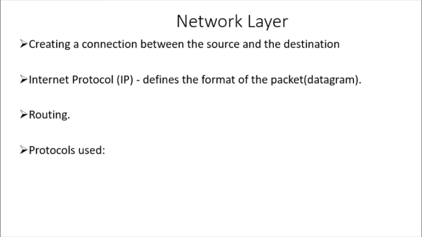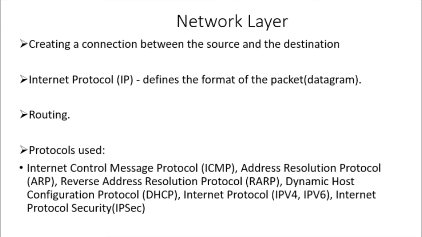Let's look at the different protocols that are used in the network layer. Here we use Internet Control Message Protocol (ICMP), Address Resolution Protocol (ARP), Reverse Address Resolution Protocol (RARP), Dynamic Host Configuration Protocol (DHCP), Internet Protocol, and in Internet Protocol we have two variants, IPv4 and IPv6. Then we use Internet Protocol Security.